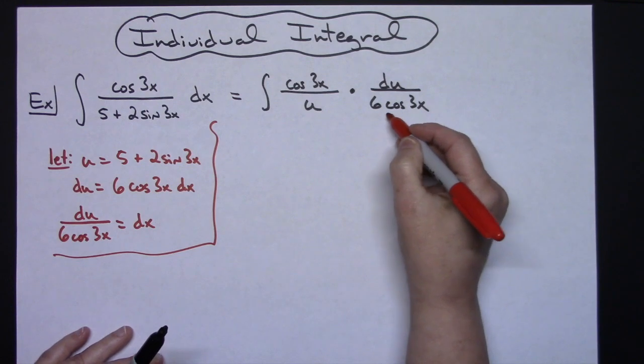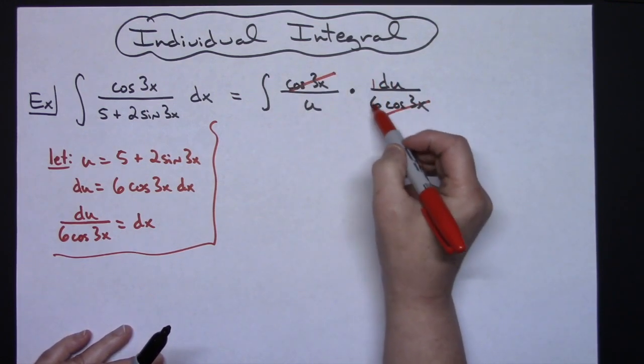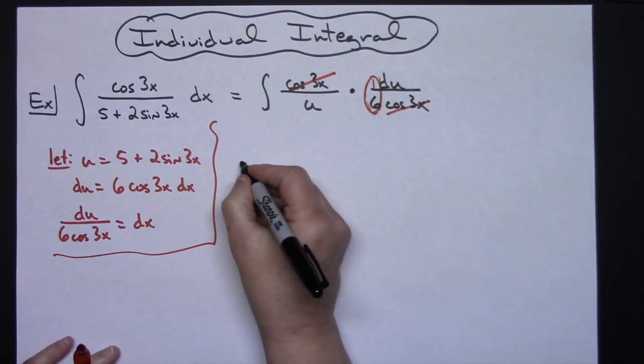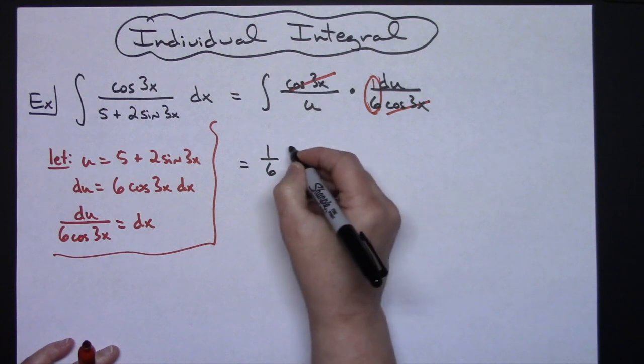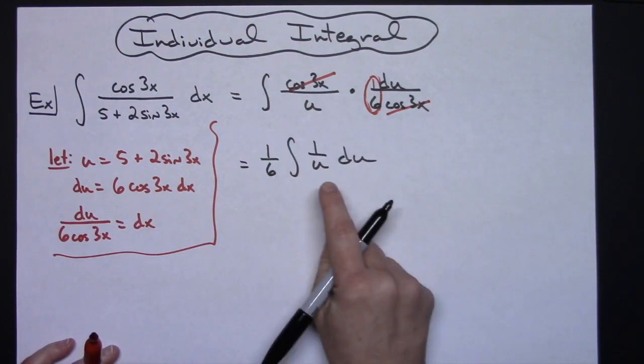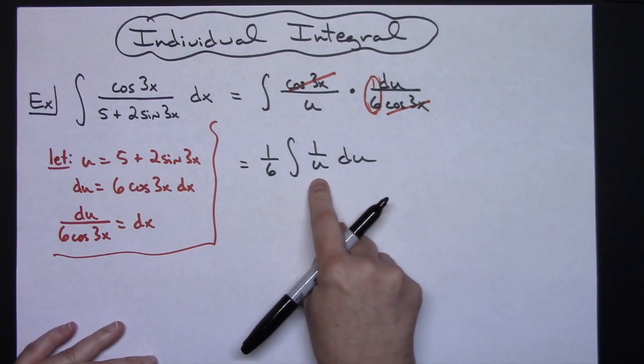Now, those cosine 3x's are going to cross out real nicely. I've got that imaginary 1 that's in front there, so I can pull out that entire 1/6 right there. So we'll pull out that 1/6. Then I'll have the integral of 1 over u du. Alright, hopefully at this point you have this memorized as being the natural log absolute value of u.